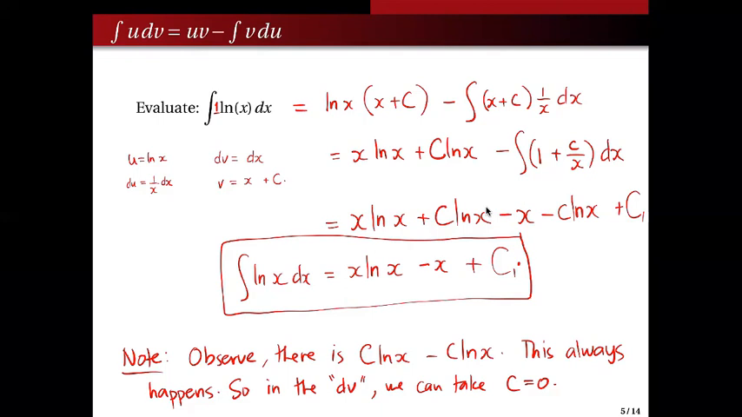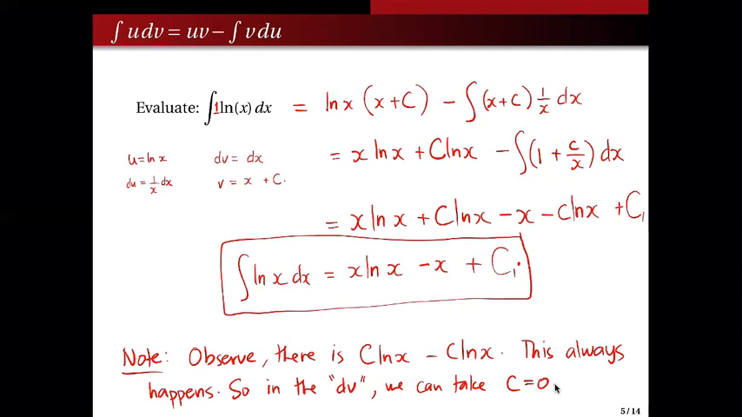Okay. So are we clear? So when we do this, the dv particularly, we can always drop the plus c. We can always take it to be 0. So we'll just need x. Okay? Are we good? We can prove this here. I said here, this always happens. So in the dv, we can take c equals 0.